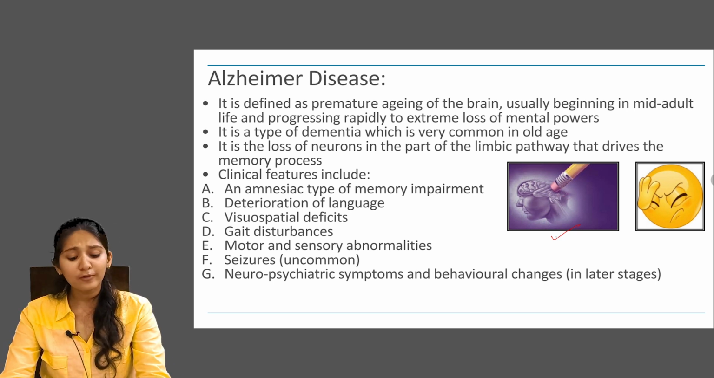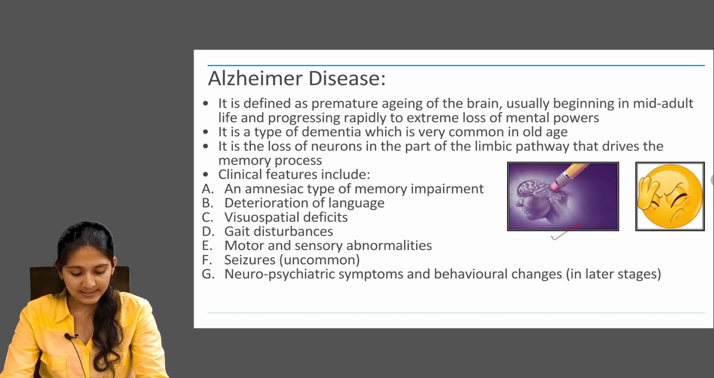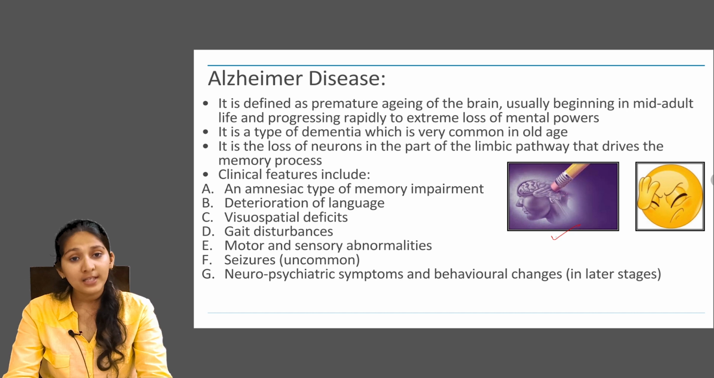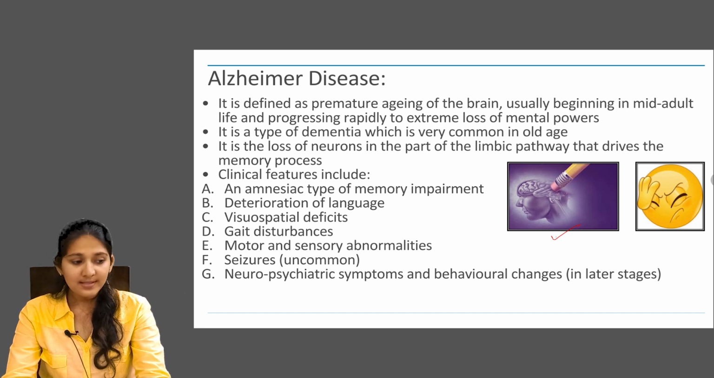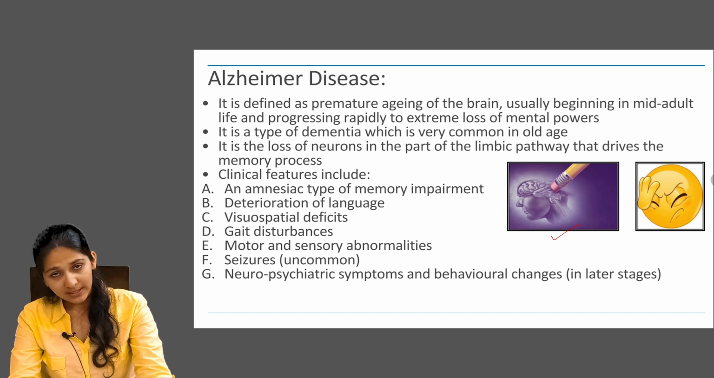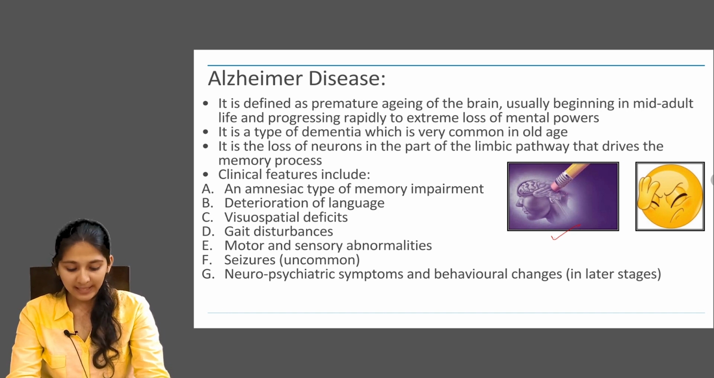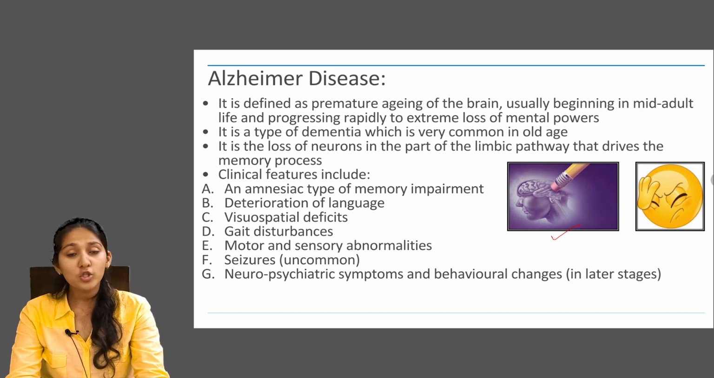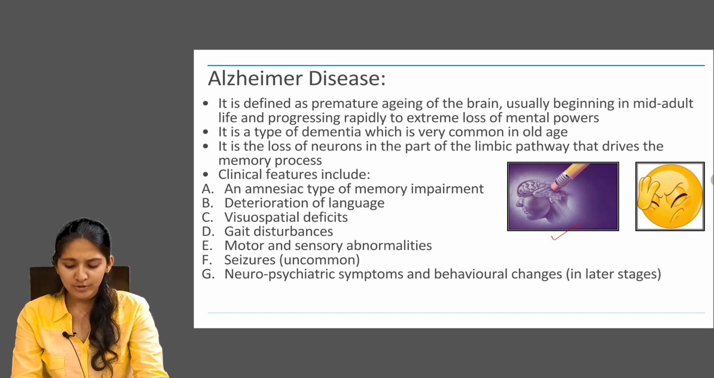So, what are the clinical features associated with Alzheimer's disease? There is an amnesic type of memory impairment, there is deterioration of language, visuospatial deficits occur, that is, the patient is not able to judge the spatial orientation between different objects. Gait disturbances, motor and sensory abnormalities, seizures, that is epileptic attacks, which are generally uncommon, neuropsychiatric symptoms and behavioral changes which generally occur in the later stages of the disease.